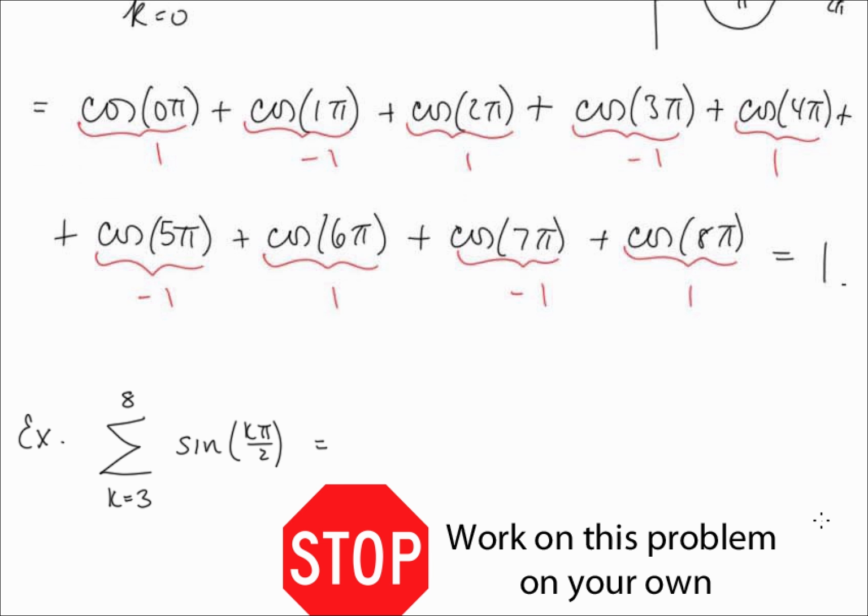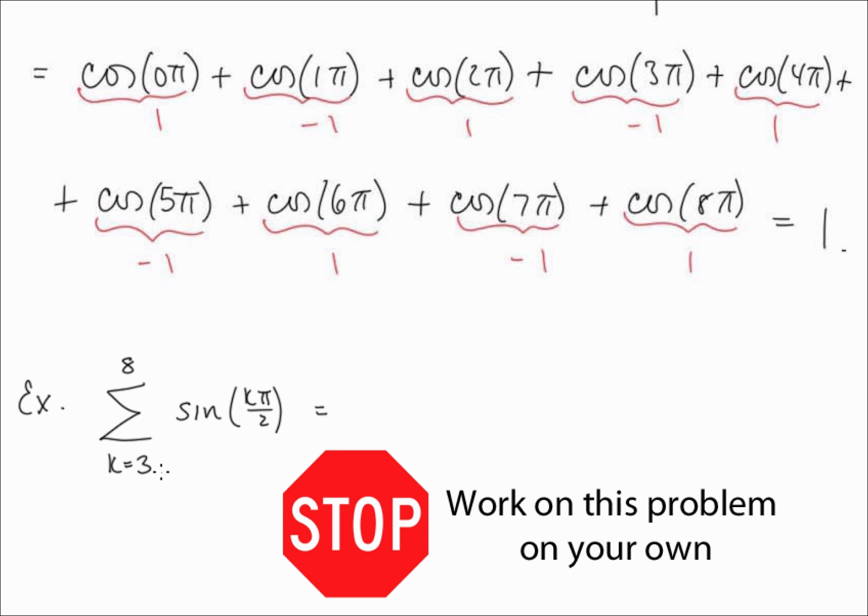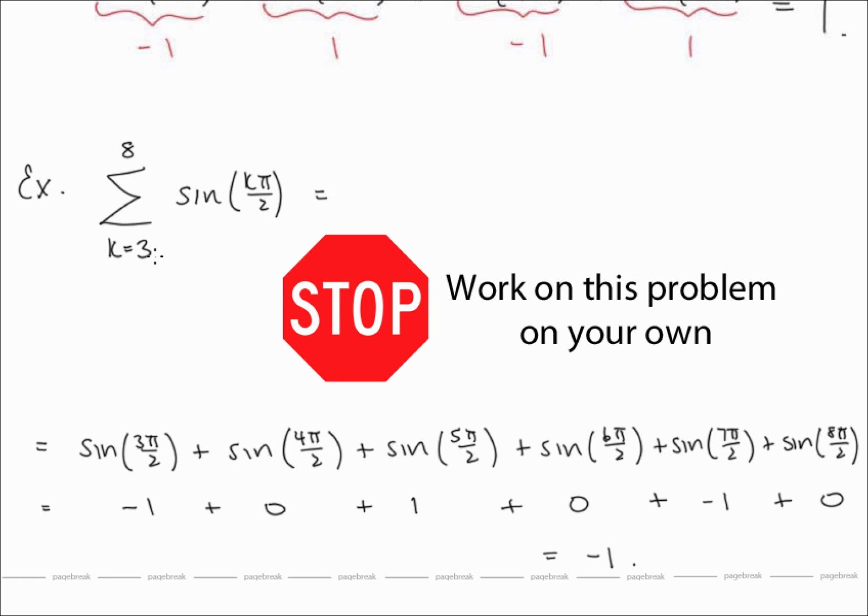Let's take a look at another example. The summation k goes from 3 to 8 of sine of k pi over 2. Please pause the video and work on this. Here we have k starting at 3, so our first term is sine of 3 pi over 2. And then k is increasing by 1, so we have sine of 4 pi over 2 plus sine of 5 pi over 2, all the way up to sine of 8 pi over 2, since our maximum value for k is 8.